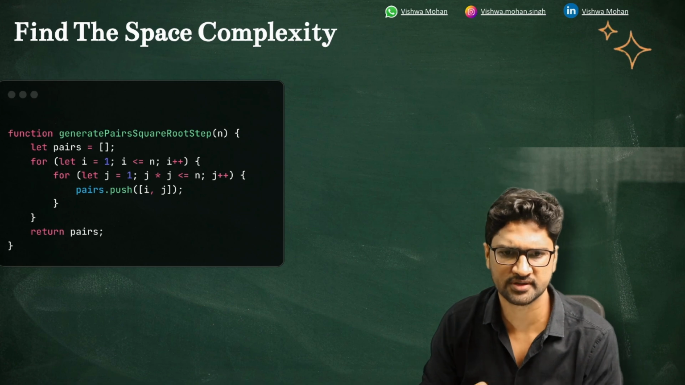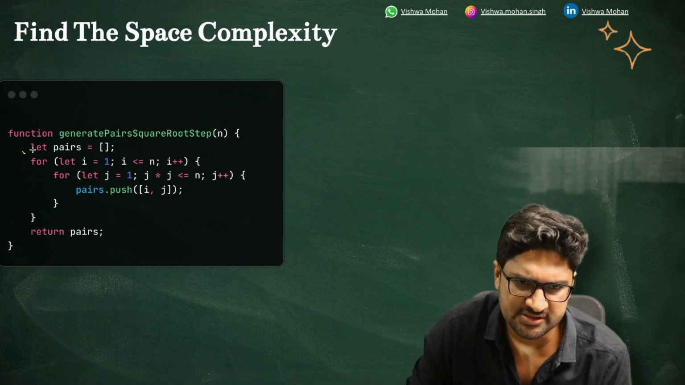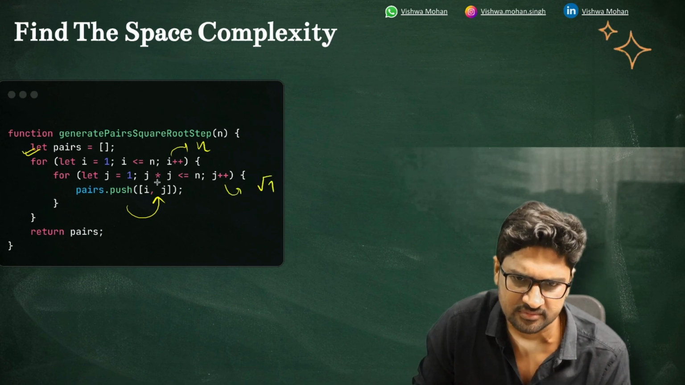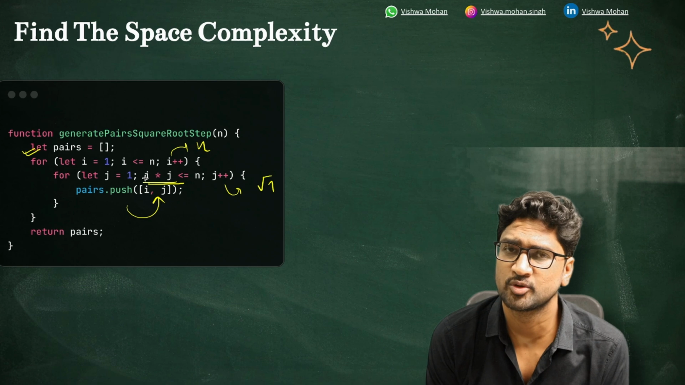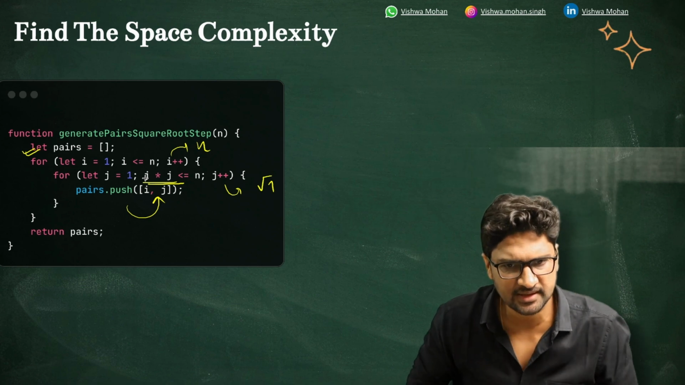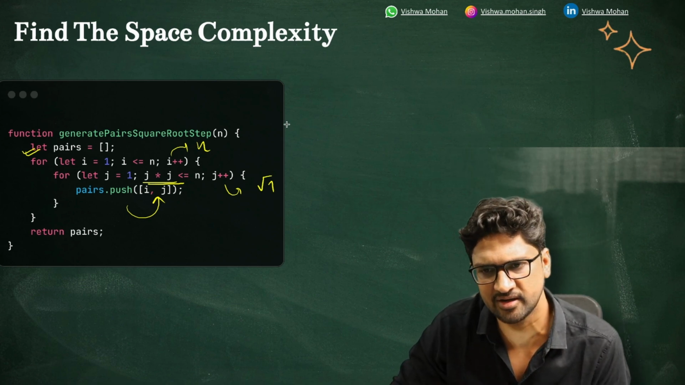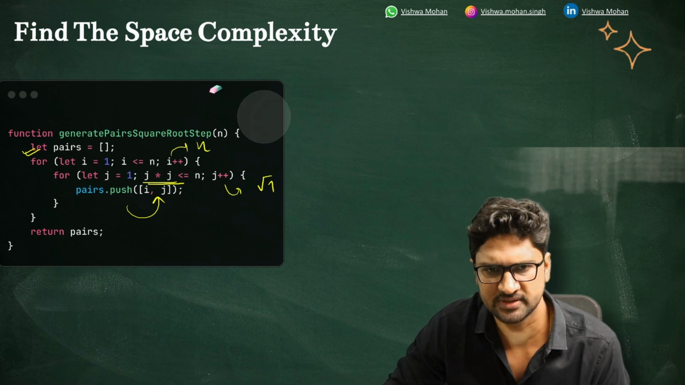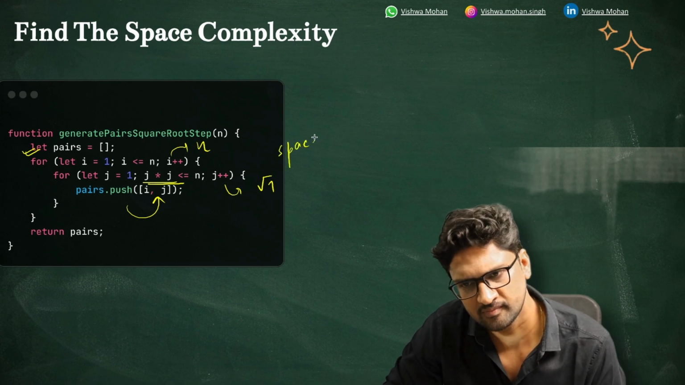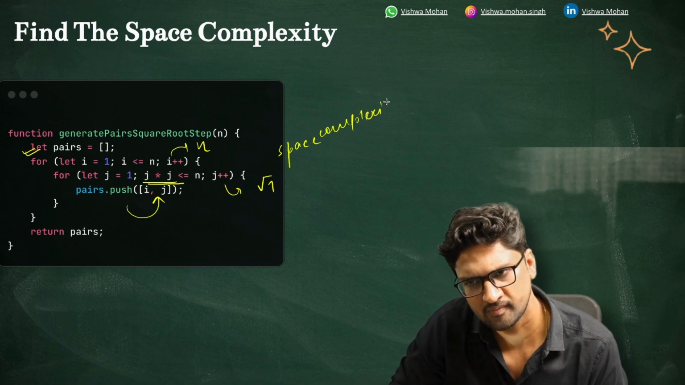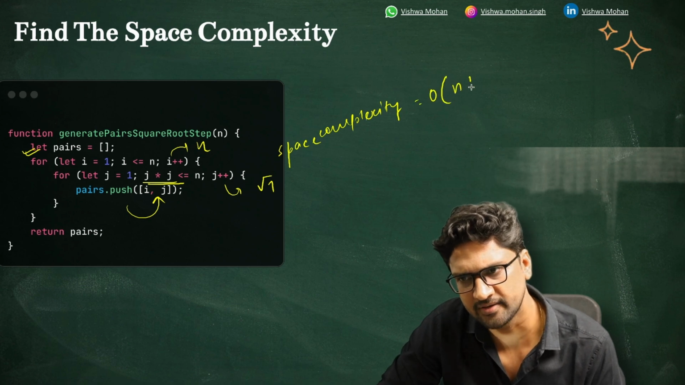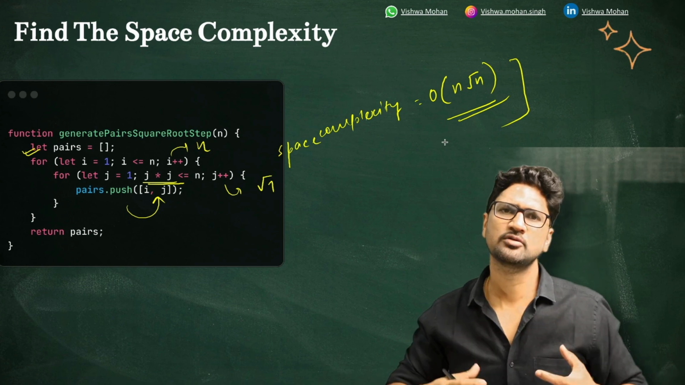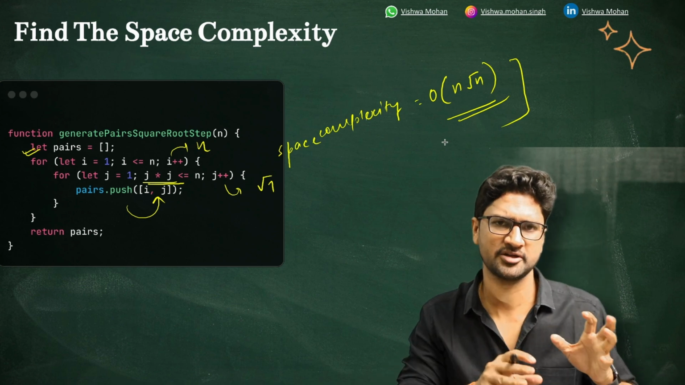If I try to move on further and see here, so this is pairs, and inside this again I'm trying to push it, but this is running for n times and this is running for root n times. If you're not able to identify why I'm saying root n times, you have to go back and watch the video again. So typically the size of the extra space which will be needed is n root n. So the space complexity here will be order of n square root of n, right? That's how the space complexity will look like. So this is how typically we go and find the space complexity in the iterative solutions.